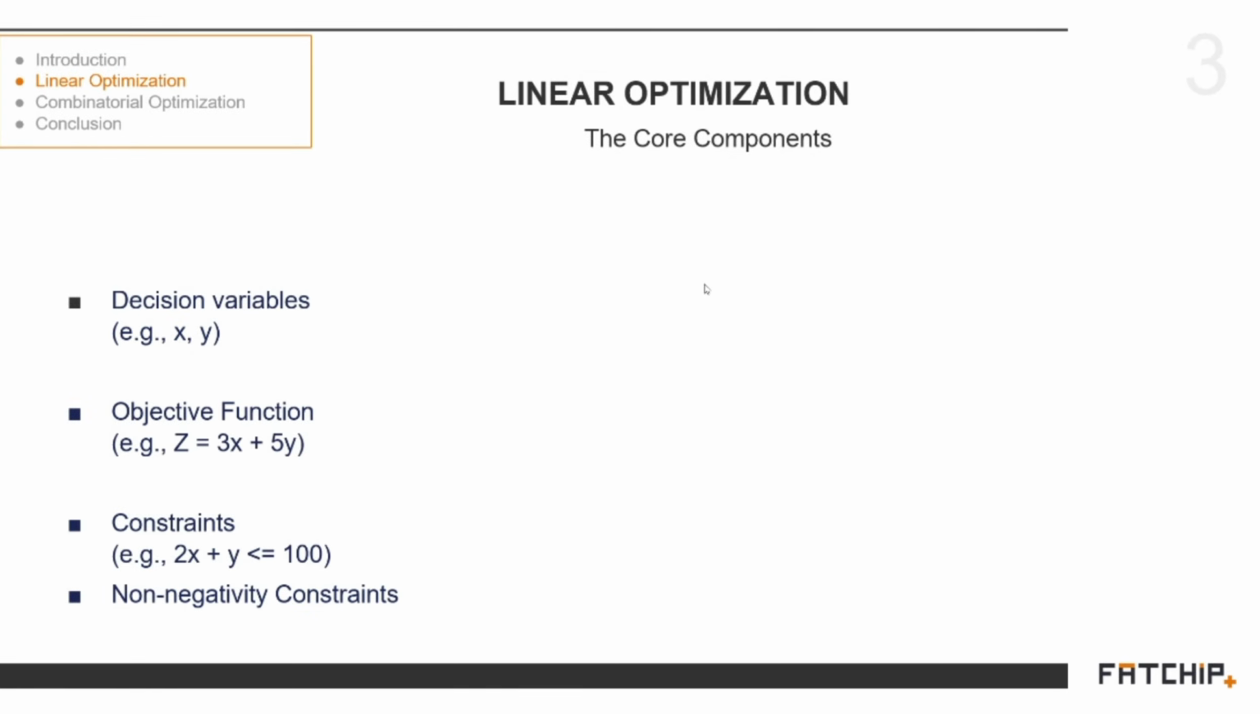So we'll start with the linear optimization. It's a mathematical modeling technique. As I said, the goal is to determine the best possible outcome in a given situation. One of the frequent usages is the search of the maximum profit, for example, or the minimum cost in a production context. And for that, there are a few key elements.